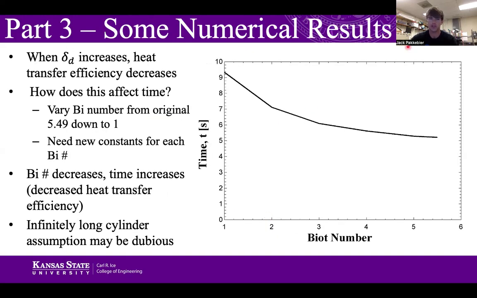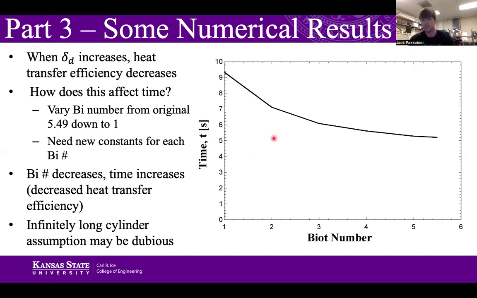So to change it up a little bit in part 3, I looked at some numerical results. We established that when the fouling layer thickness increases, the heat transfer efficiency will decrease. So I wanted to see how this decrease in heat transfer efficiency would affect the time to get up to our pasteurization temperature. To do this, I manually decreased the Biot number from our 5.49, which we started out with, all the way down to 1, which directly represents our heat transfer efficiency becoming worse.